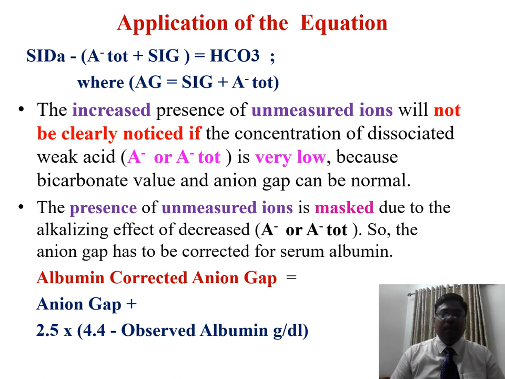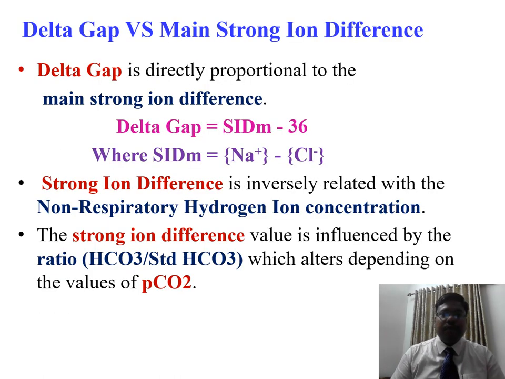Albumin corrected anion gap is anion gap plus 2.5 into 4.4 minus observed albumin in gram per deciliter. So delta gap is directly proportional to the mean strong ion difference. So delta gap is equal to mean strong ion difference minus 36, where the mean strong ion difference denotes sodium minus chloride. So the strong ion difference is inversely related with non-respiratory hydrogen concentration, and the strong ion difference value is influenced by the ratio 1, bicarbonate divided by standard bicarbonate, and this ratio alters depending on the values of PCO2. So the ratio will increase with increase in PCO2 and decrease with decrease in PCO2.